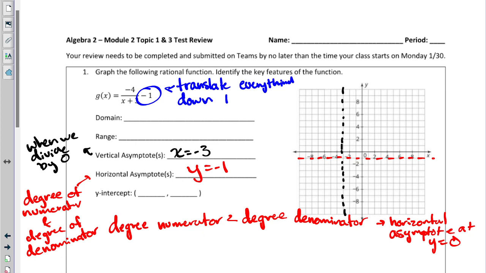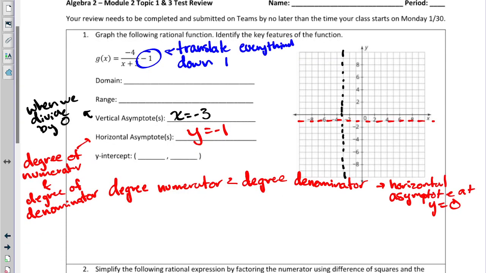So once we have those two things, once we have the vertical asymptotes and the horizontal asymptotes, all I need to know is what's going on the left side of the vertical asymptote and the right side of the vertical asymptote. And so I'm going to use some test points, okay?